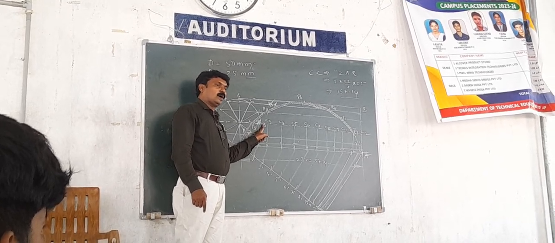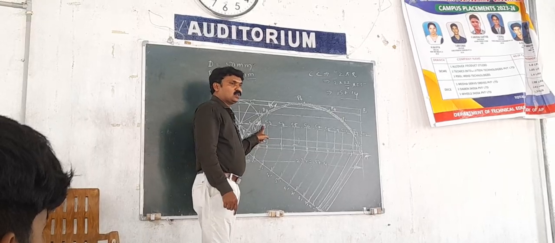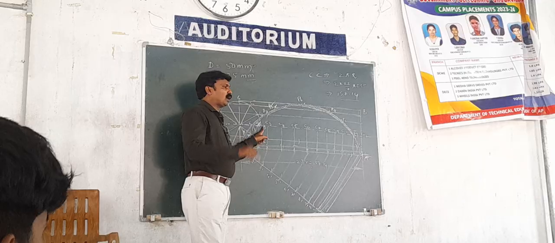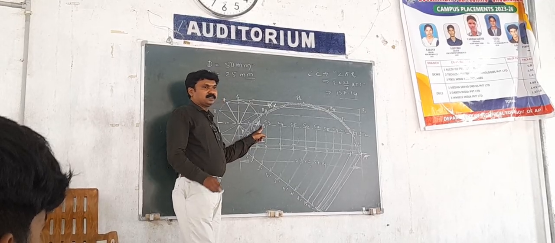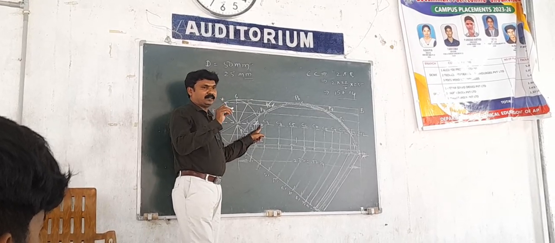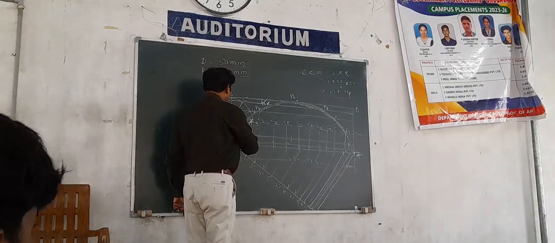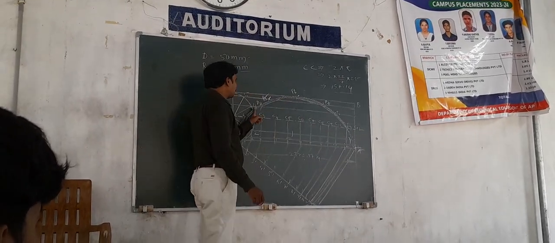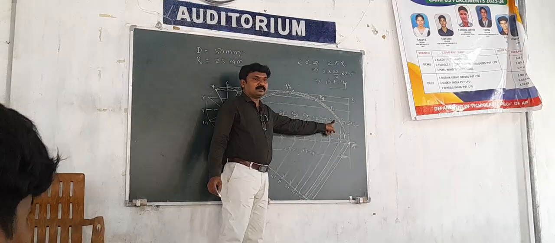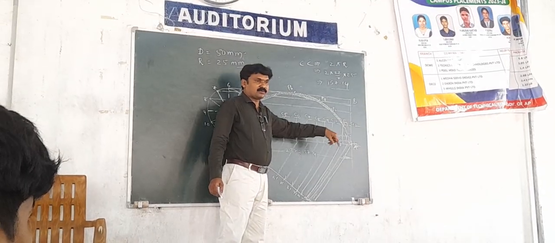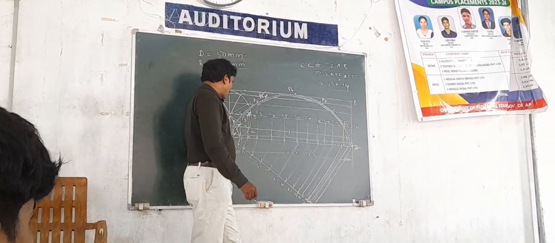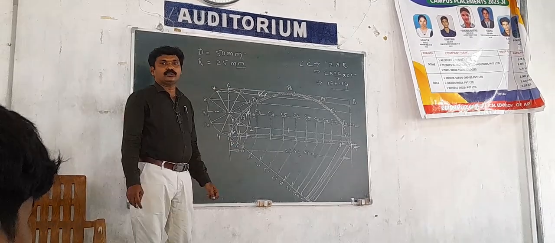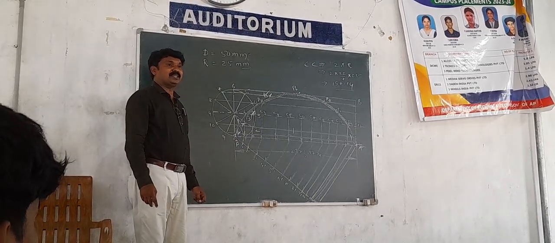With the center C3, with the same circle radius, intersect the third line. Like that, all 12 lines we have to intersect and mark the points P1 to P12 by joining with the free hand. The smooth curve you will get from P1 to P12. This is the required cycloidal curve traced by a point. Okay? Then you have to find out the tangent and normal.